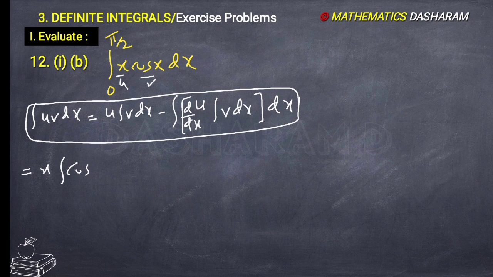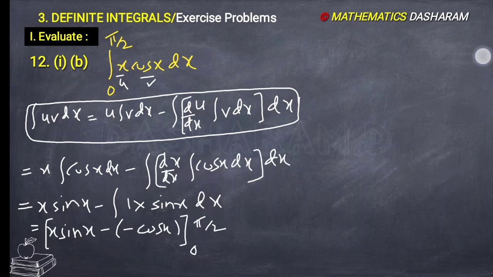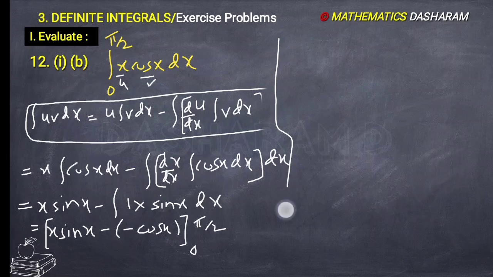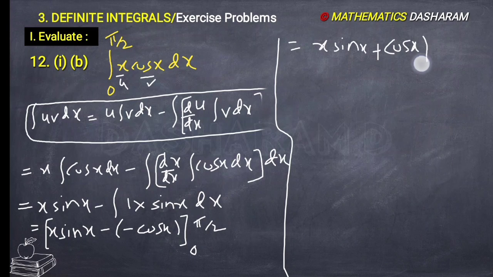It is the same as the previous question, but the limits are changed, that's it. So d by dx of x. So let's simplify this. x sin x minus of minus plus cos x, 0 to pi by 2.